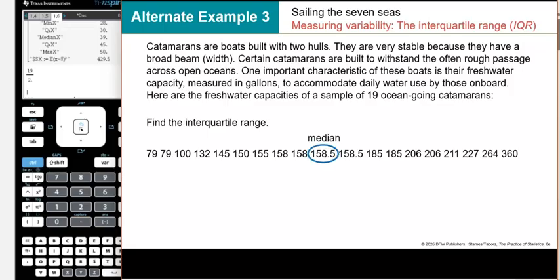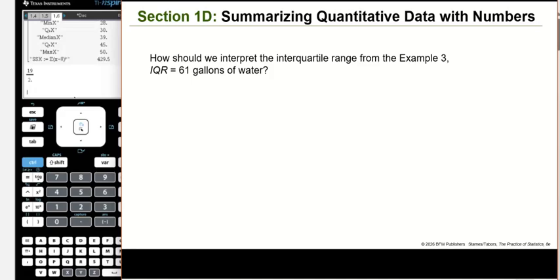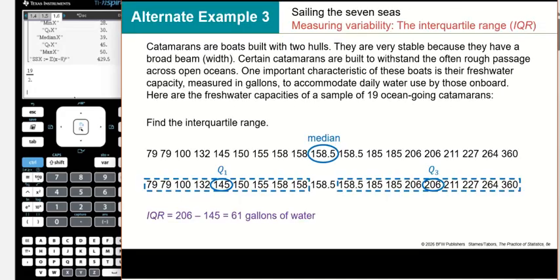So the median is 158.5. Again, we could have done this with one variable stats. Because there's one number in the middle, the 9 numbers below it are the bottom half of the data. To get Q1, you find the middle of the bottom half, and the same for Q3 with the top half. Notice when there's one number in the middle, it is not included in either half. Whereas if there are 2 numbers in the middle, we include one on each side. Notice they put the unit, gallons of water.